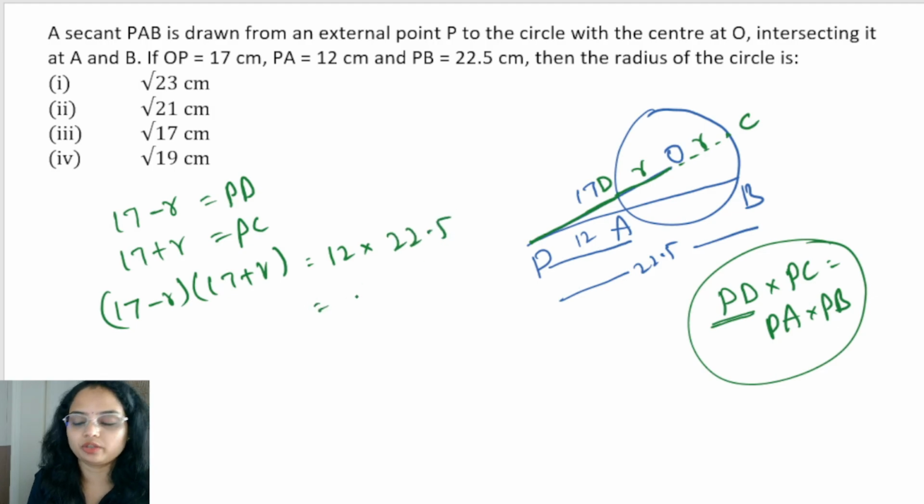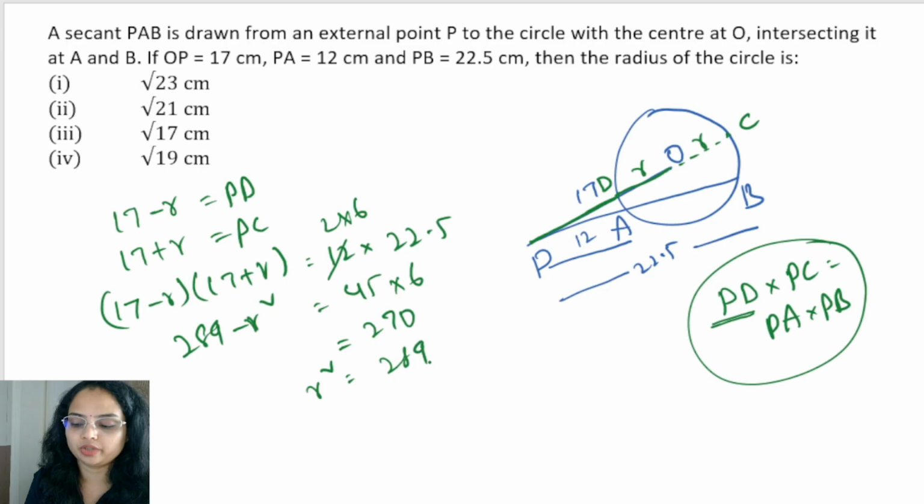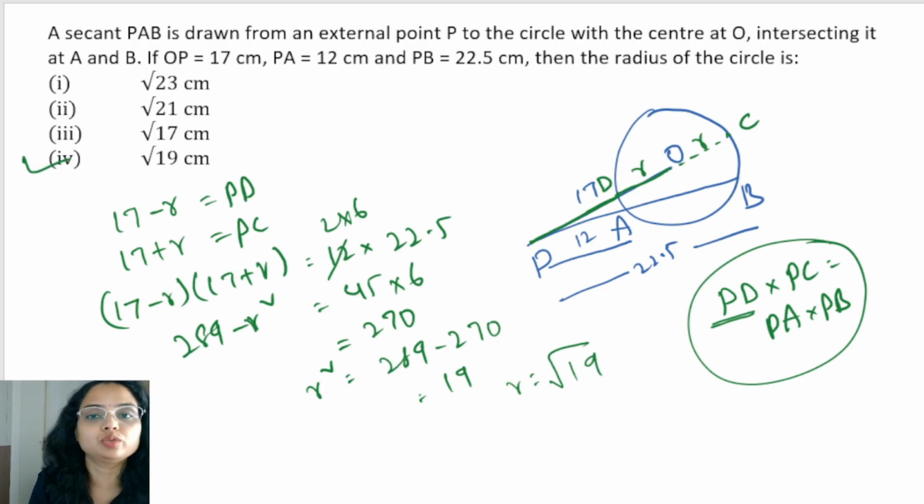22.5 into 12 is what? 12 can be written as 2 into 6. So 22.5 into 2 is 45 into 6. It is what? 90 into 3, it is 270. 17 square is 289 minus R square. So R square is equal to 289 minus 270. It is 19. R is equal to root 19. Radius is equal to root 19.